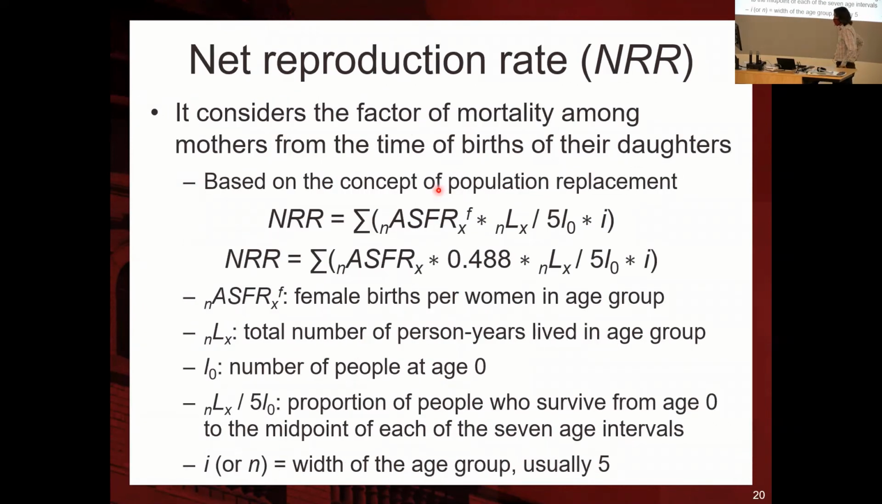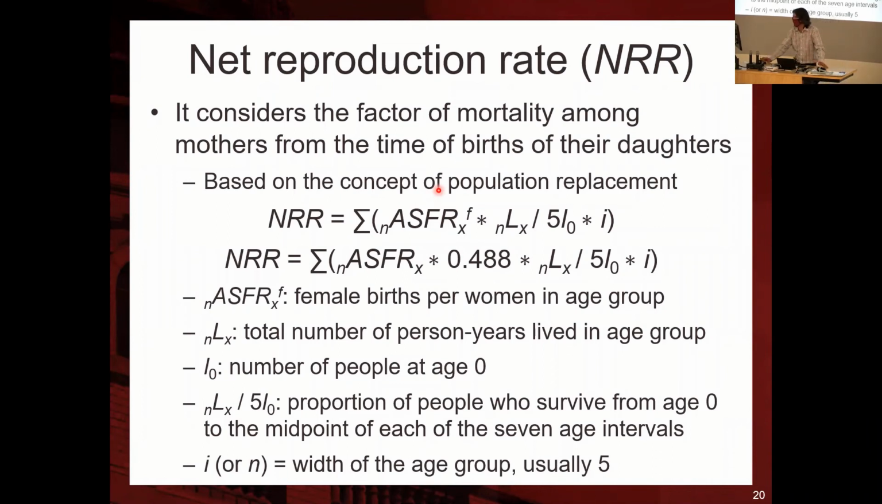And the net reproduction rate is, we still only take into account female births, but we consider the factor of mortality among mothers from the time of birth of their daughters. Because we're pretty much saying that some of those women who are 15 years old now, they will not reach 20 years old. Some of those who reach 20 years of age will not reach 25 years of age. Some of those who reach 25 will not reach 30.